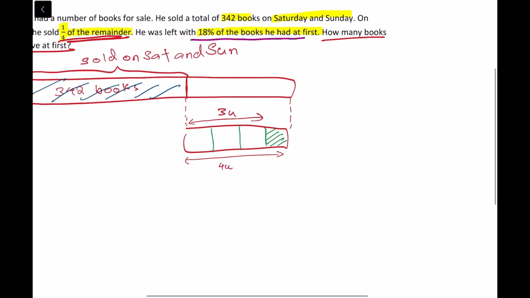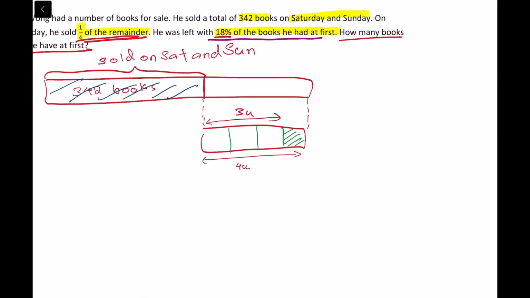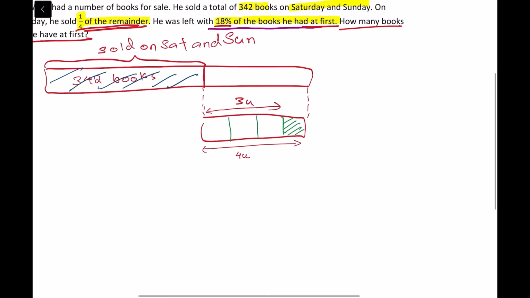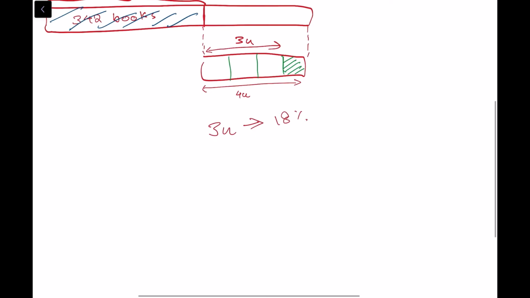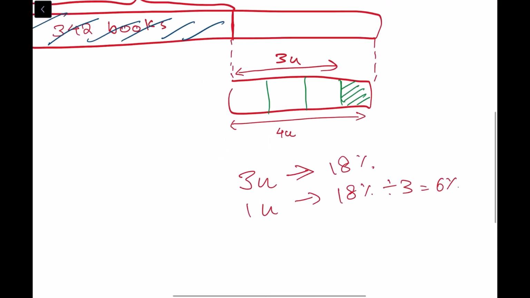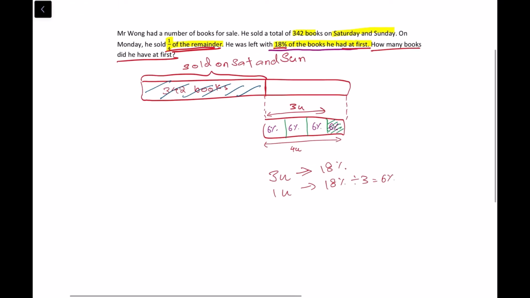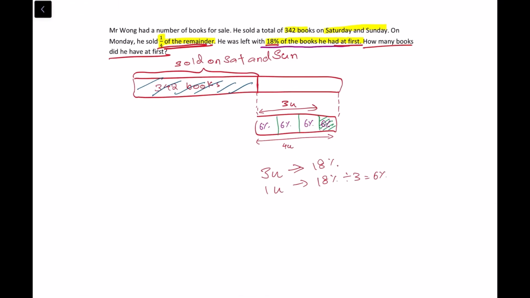Now it says that these 3 units are equal to 18% of the books he had at first. If 3 units is 18%, then 1 unit would simply be 18% divided by 3, which gives us 6%. So 1 unit would be 6% of the number of books he had at first.